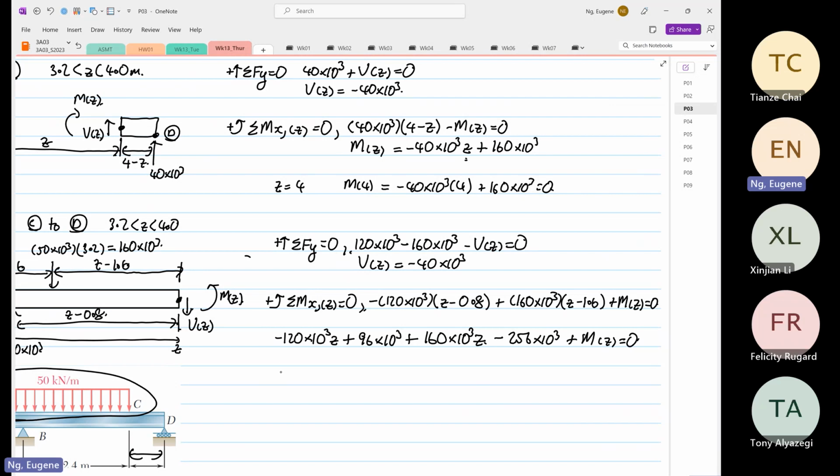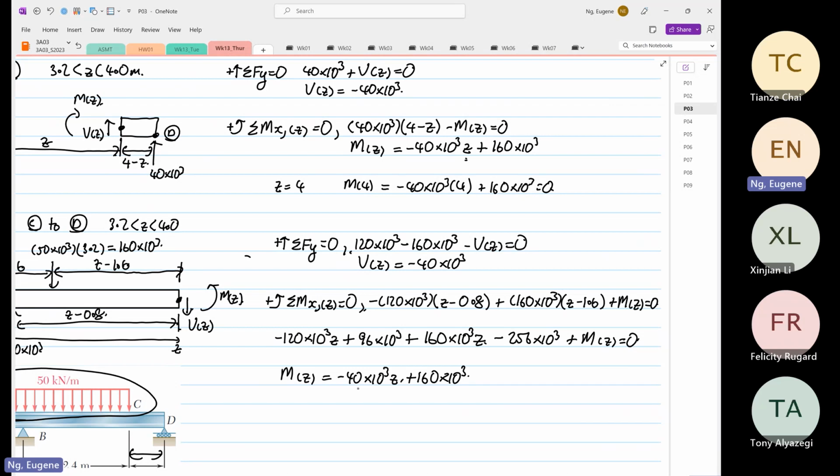So the moment as a function of z will be equal to 120 times 10 to the power 3 minus 160 times 10 to the power 3, which is equal to minus 40 times 10 to the power 3 z. Okay, so minus 96 times 10 to the power 3 plus 256 times 10 to the power 3 is equal to plus 160. Exactly the same.